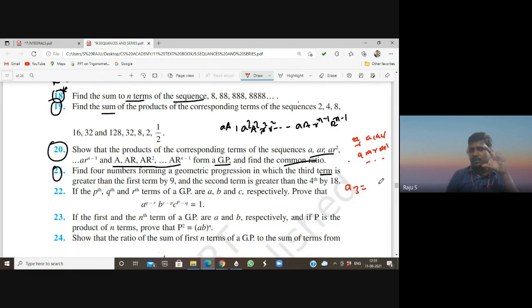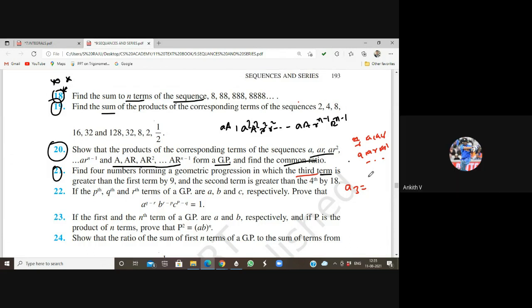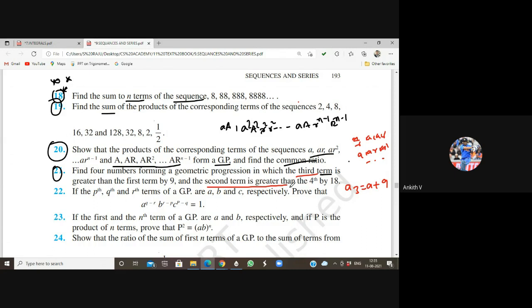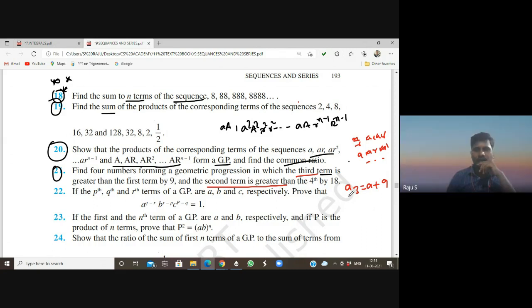So, here the third term, what is the condition they gave? Third term is greater than the first term by 9. How can we write that condition? AR square is equal to A plus 9. Very good. So A3 is equal to A1 plus 9. Right. Next. Sir, AR cube equal to AR plus 18. Greater than. So A4 is equal to A2 plus 18. Am I right?